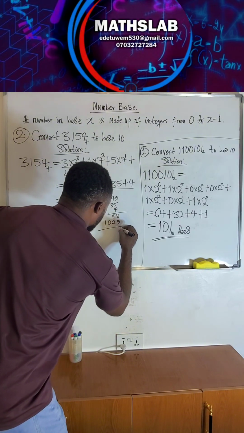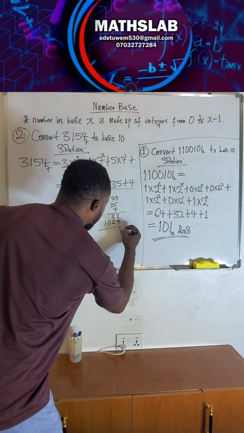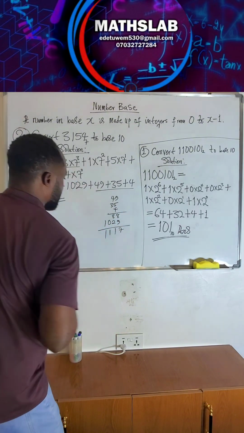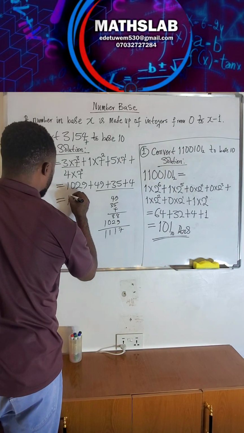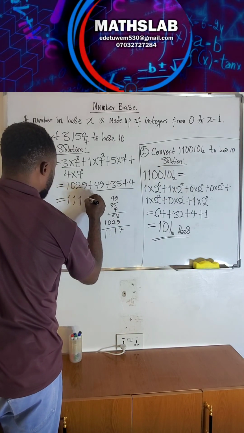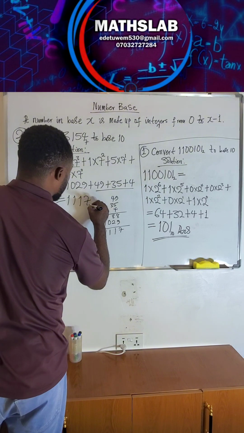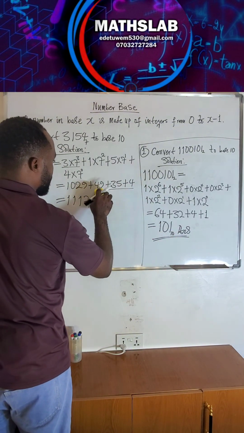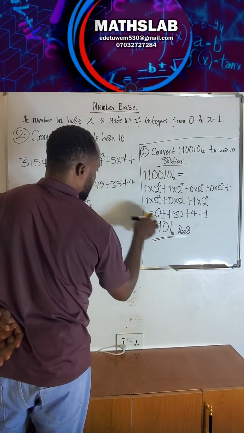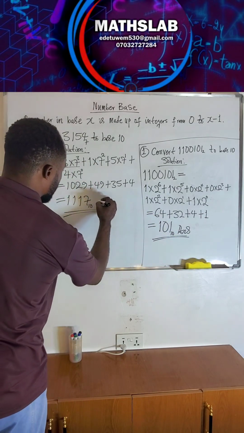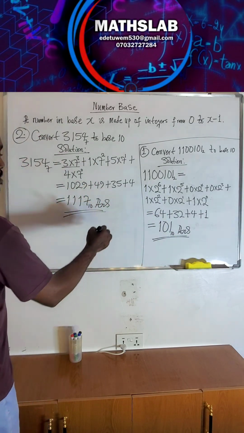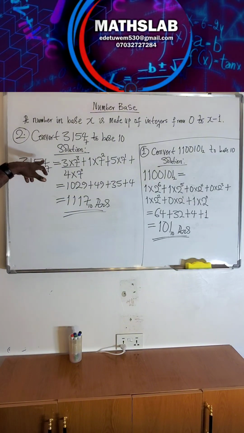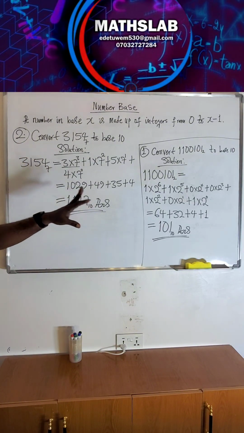Add it to 9201. So this and this is going to give you 7. Add this to this, 1, 1. So that becomes 1117 in base what? In base 10. Is that right? So in converting 3154 in base 7 to base 10, we have 1117 in base 10.